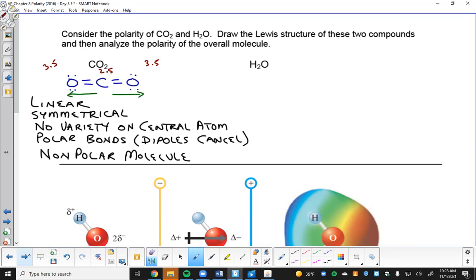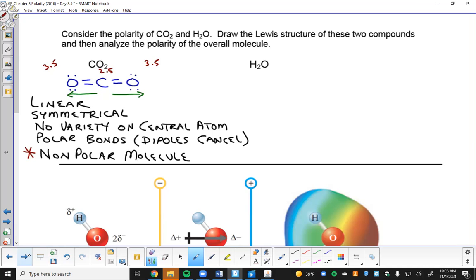We have polar bonds, non-polar molecule overall. And if it's non-polar, I normally don't put electronegativities on there. I don't put the arrows on there because they're going to cancel each other out. It just clutters up the drawing.